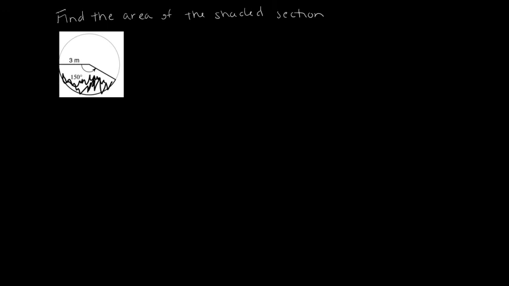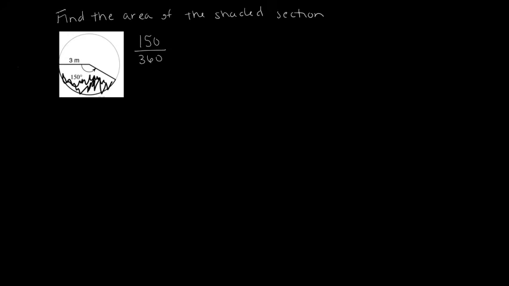So now we're going to look at some practice problems for finding the area of some shaded sections of circles. Just like we did for our arc length, we first need to figure out how much of the circle we are trying to find the area for. We're trying to find the area for the section that's right here, this 150 degree section. We know that is 150 degrees out of the whole 360 degrees of the circle.